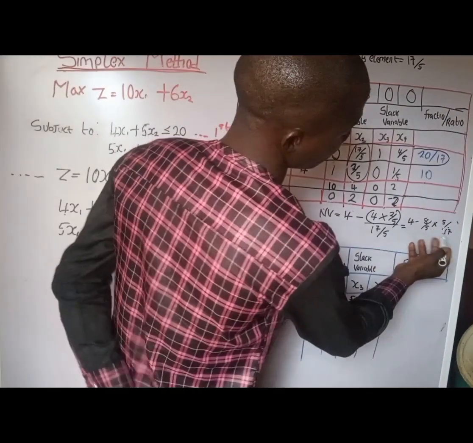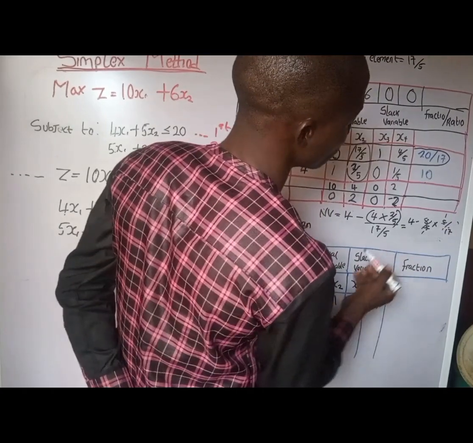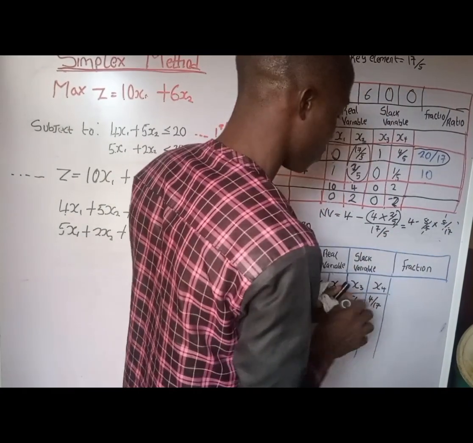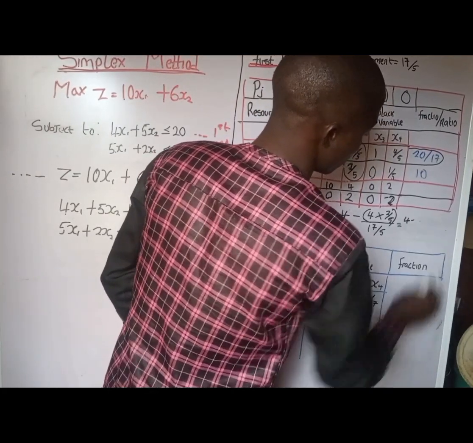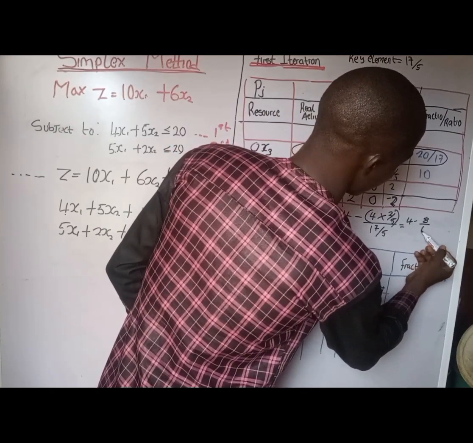Now, this one will go with this. This will cancel this. So what I'm left with is 4 minus 8 over 17. 4 minus 8 all over 17. 4 minus 8 over 17.